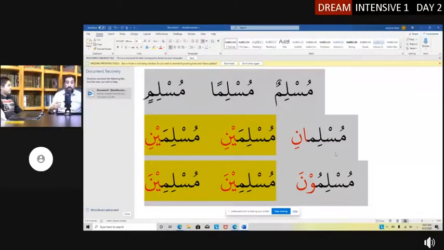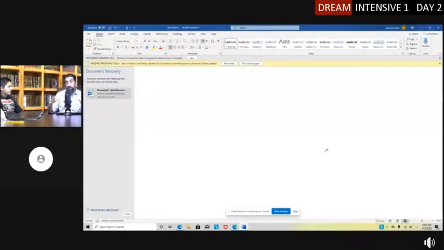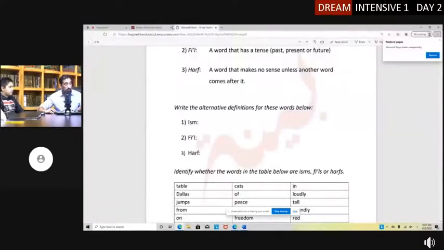We're going to do this, the entire world is going to do this with me at the same time, not after me, with me, 5 times. Okay? Muslimun, Musliman, Muslimin. Muslimani, Muslimaini, Muslimaini. Muslimuna, Muslimina, Muslimina. And those of you that need to look at it to do it, it's okay for now. You can look at it and do it.